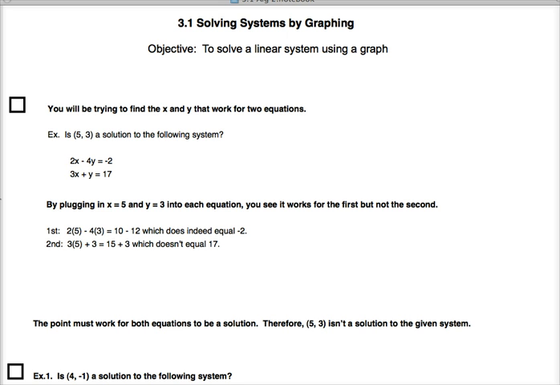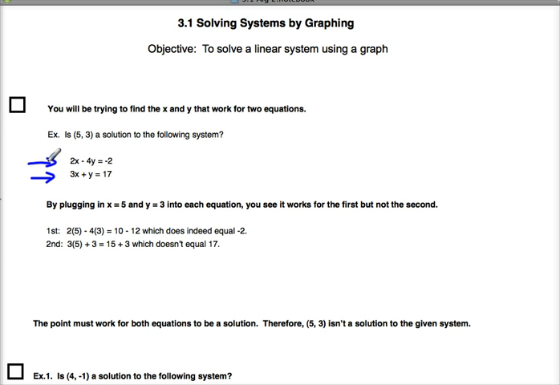every equation. So, for instance, this first one here, 2x minus 4y equals negative 2 would be a line, and it would be a line that has infinitely many points on it. Well, 3x plus y equals 17 would also be a line that has infinitely many points. The question is, do those two lines cross? And if they do, where is that point that they cross? Because that point where they cross, that's the x and y that would make both true.